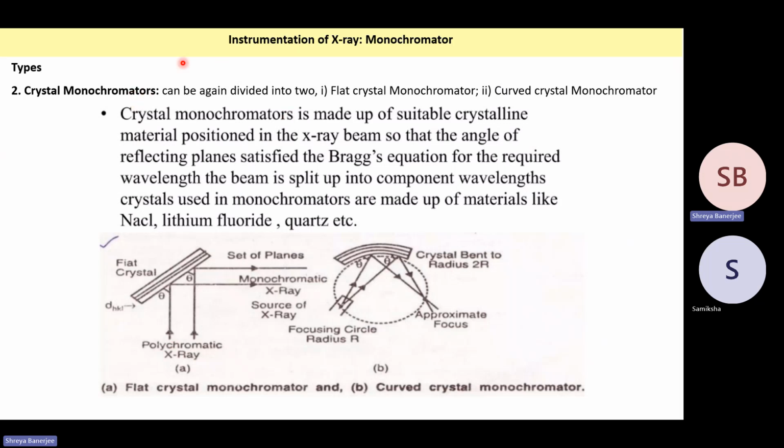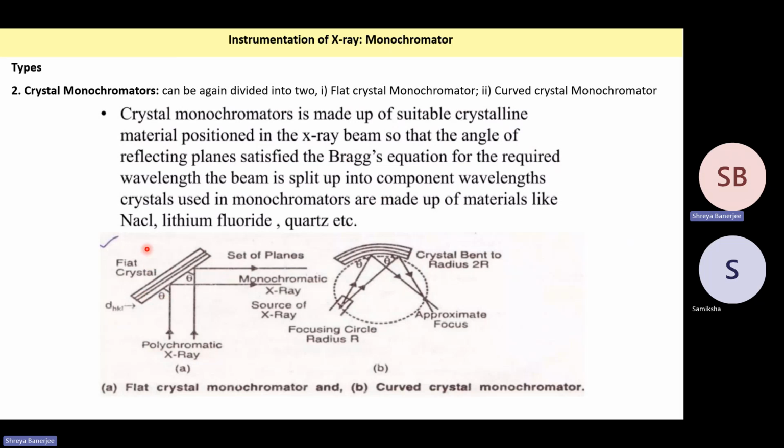Another thing you can have is a crystal monochromator, which can either be a flat crystal or a curved crystal. In the crystal monochromator, you have a polychromatic ray hitting the crystal. Polychromatic means that there are many different wavelengths present. It is hitting the crystal monochromator, which is made up of suitable crystalline material positioned in the X-ray beam, so that the angle of the reflecting plane satisfies Bragg's equation for only one wavelength.